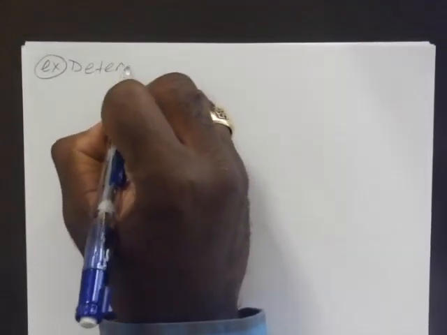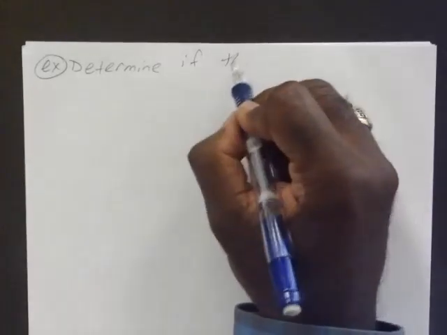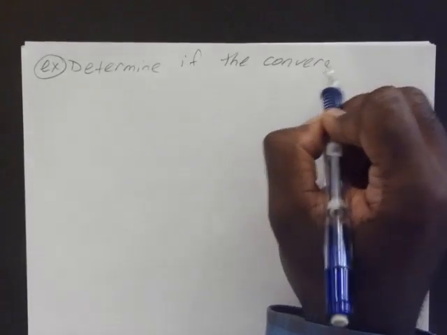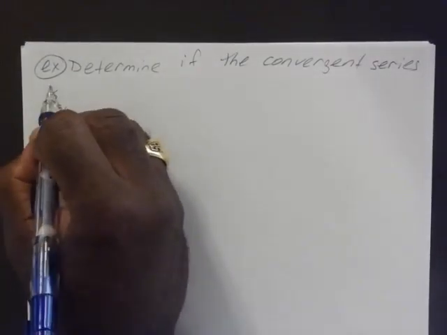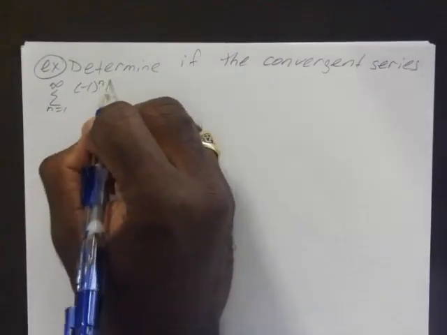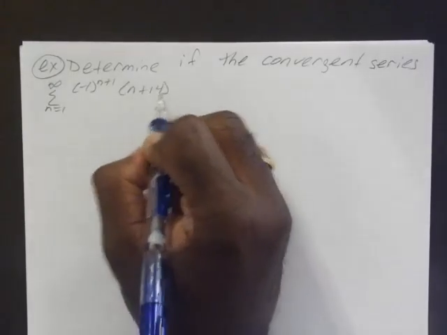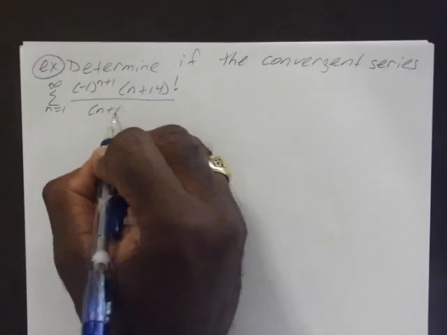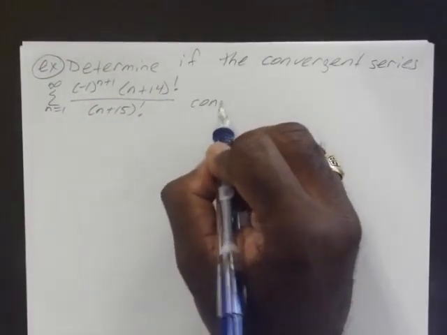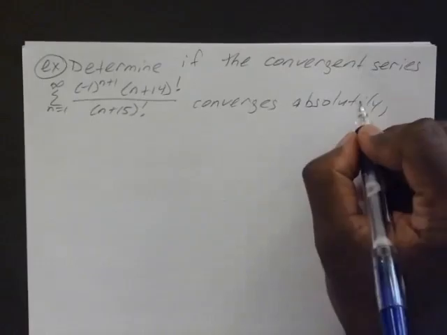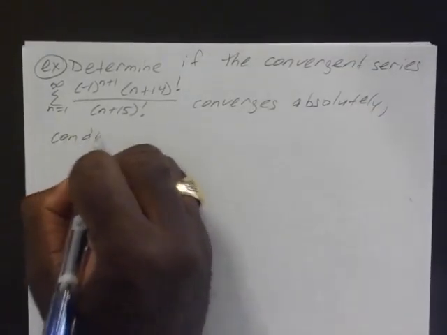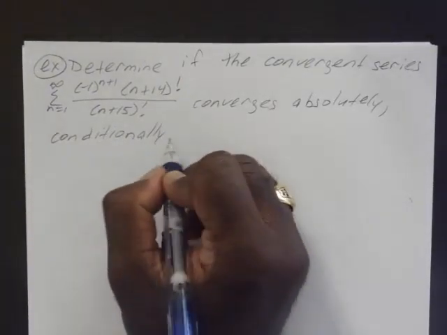So let's say if we wanted to determine if the convergent series, the sum from n equals 1 to infinity of -1 to the power of n plus 1 times n plus 14 factorial divided by n plus 15 factorial, converges absolutely, conditionally, or if it diverges.